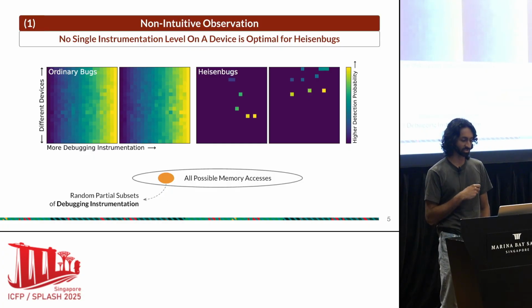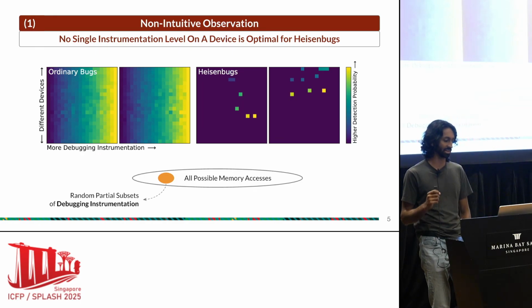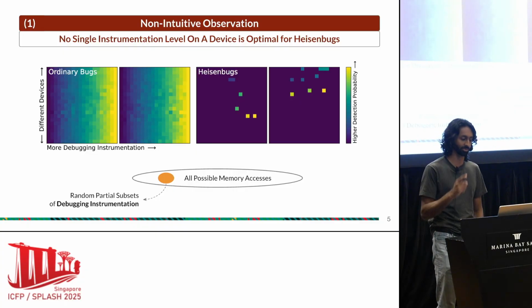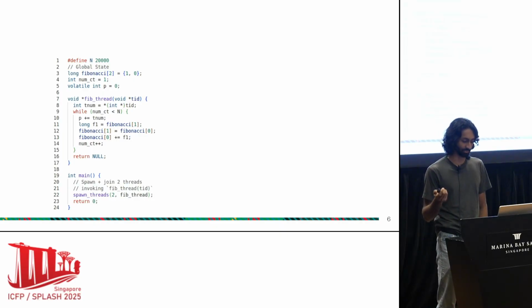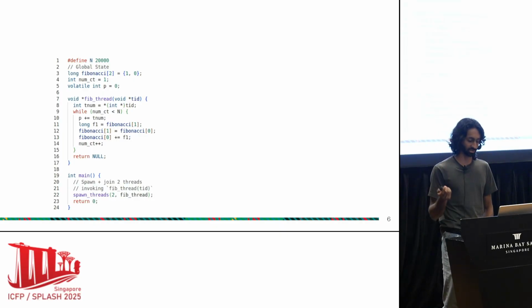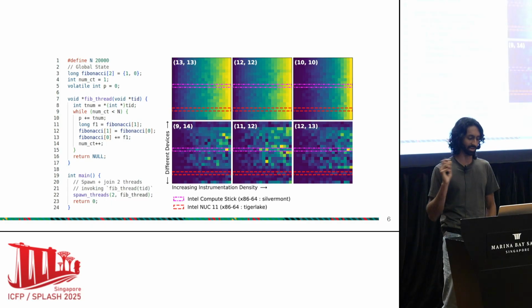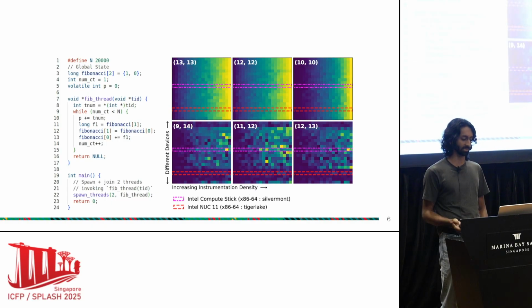And so this brings us to our first non-intuitive observation, which is that there's no single instrumentation level on a device that's optimal for heisenbugs. In particular, even the maximum instrumentation is not optimal. But this observation goes a little deeper. Consider this program that we ran our data race detection algorithm on. It's not important what this program does, but we have found 6 data race bugs in this program.